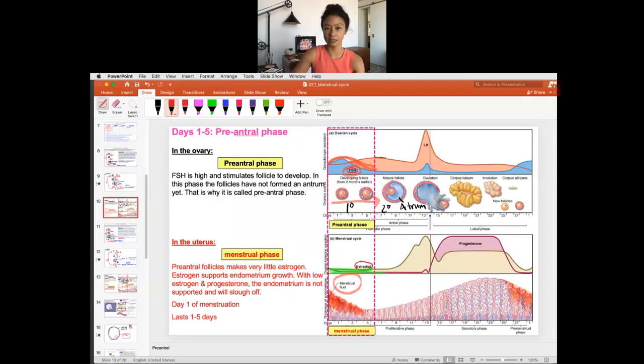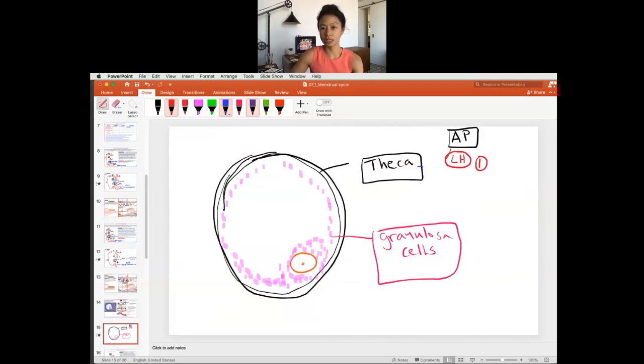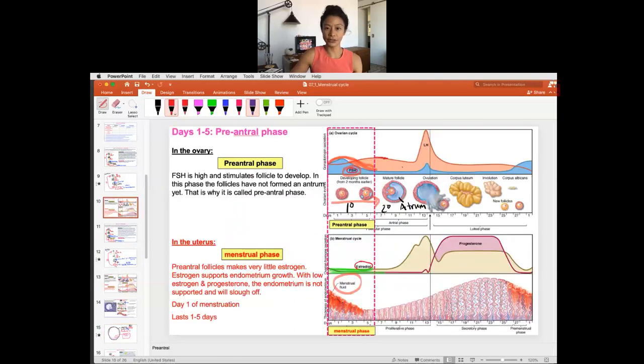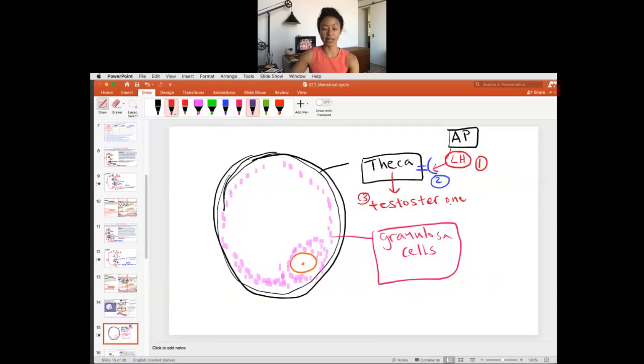Then the LH binds to the LH receptor on the theca cells. So step two, LH is bound to the LH receptor. The theca cells then will produce androgen or testosterone. Let's just write testosterone, but you can say androgen as well. Testosterone, so that's step three. The LH is not at a high level right here, so the level of testosterone produced is not at a super high level as well.